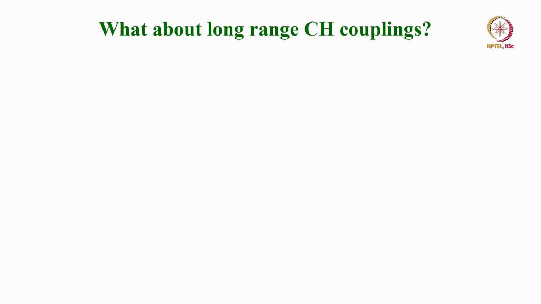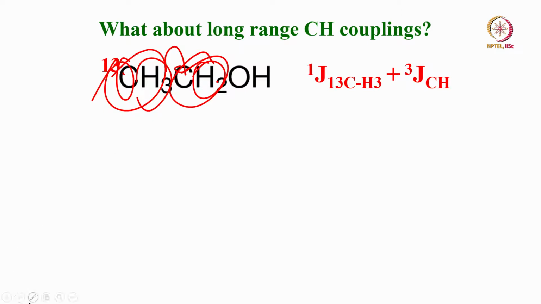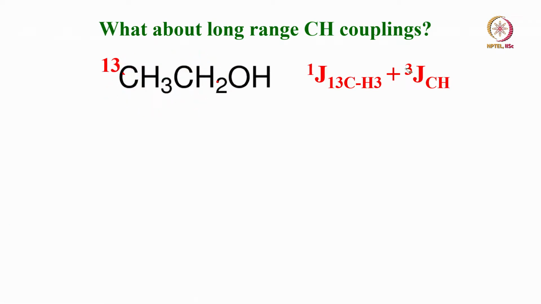So now we can ask a question. We discussed carbon 13 and proton coupling like this. This is a quartet, this is a triplet, everything. But what about this proton coupled to this carbon? Can these 2 protons couple to this carbon? Can these 3 protons couple to this carbon? Why not? It should be possible, right? It is possible. So in principle, you will see long range proton carbon couplings also. You will see everything actually.